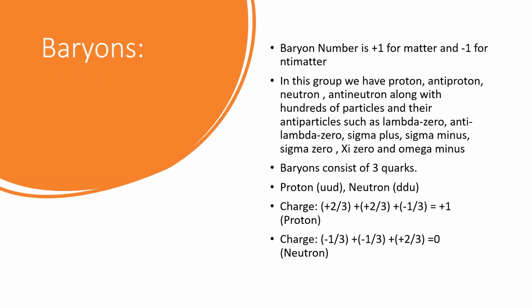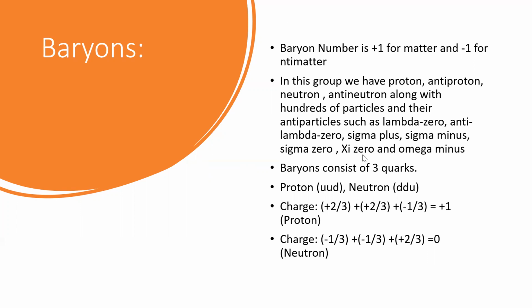Now, what are baryons? For baryons, the quantum number, which is very specific, is the baryon number. That should be +1 for matter and -1 for antimatter. Sorry about the spelling mistake here, it should be antimatter. In this group of baryons, we have proton, antiproton, neutron, antineutron, along with hundreds of particles and their antiparticles, such as lambda 0, anti-lambda 0, sigma plus, sigma minus, sigma 0, xi 0, and omega minus.